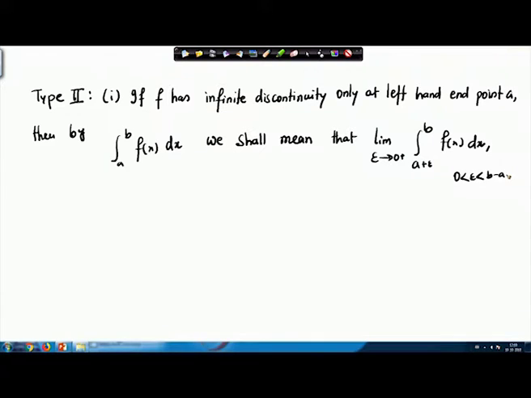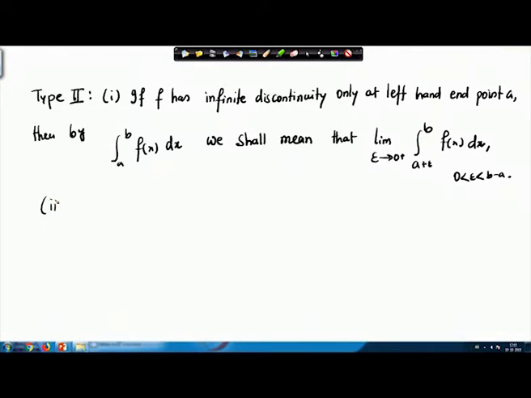So that means if we have an infinite discontinuity, let's say at the left hand point, then in that case we add a little bit epsilon, where epsilon is an arbitrary small positive real number, to the left hand point, and then this will give us the value of the integral. So we just get rid of that point where the discontinuity happens, and then we try to evaluate the integral, and afterwards we make epsilon go to 0, and that limit will actually be the value of our improper integral.